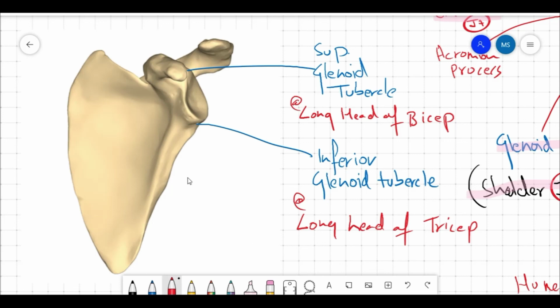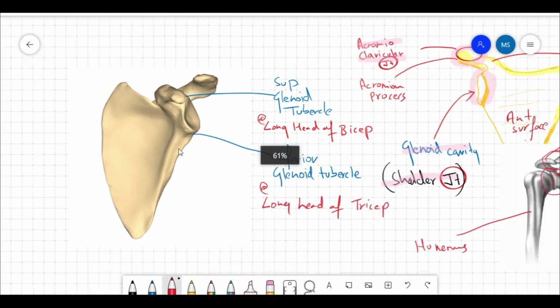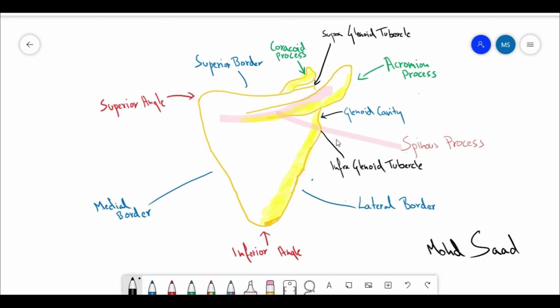Now all the things are clear, and let me show you all these things in a concise image. In this image I have marked all the structures that I've taught you today. You will find the link in the description. Download this image from there.